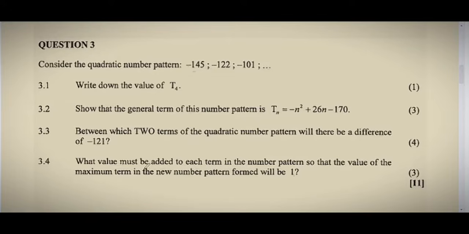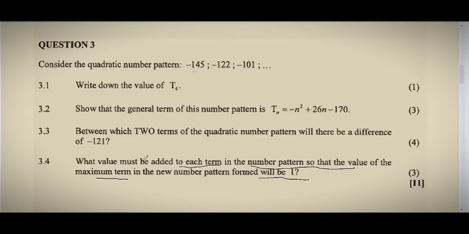It says, what value must be added to each term in the number pattern so that the value of the maximum term in the new number pattern formed will be +1, right? So now understand this. We are trying to form a new number pattern from the old or the original number pattern. But this new number pattern must have a maximum value of +1.